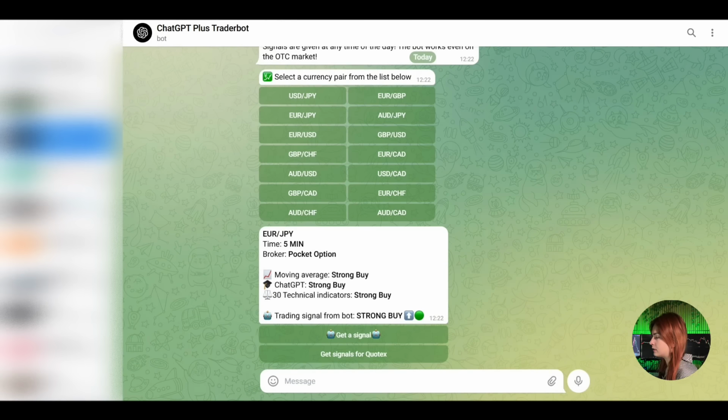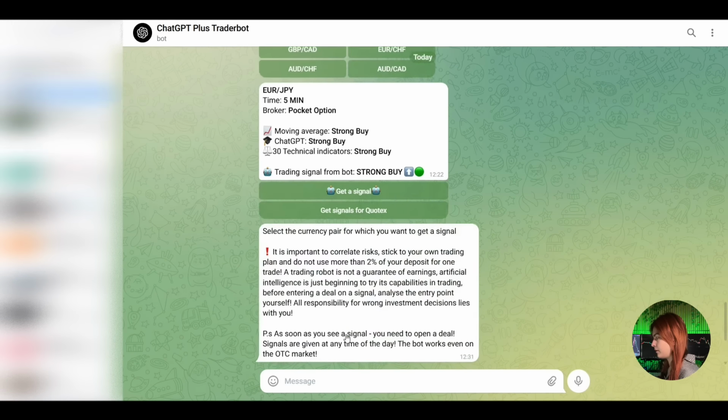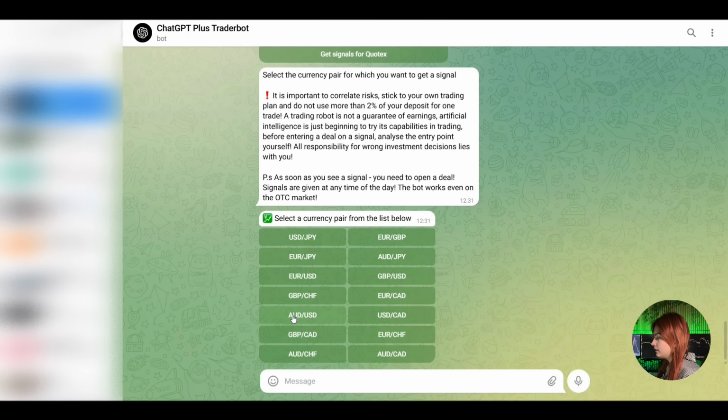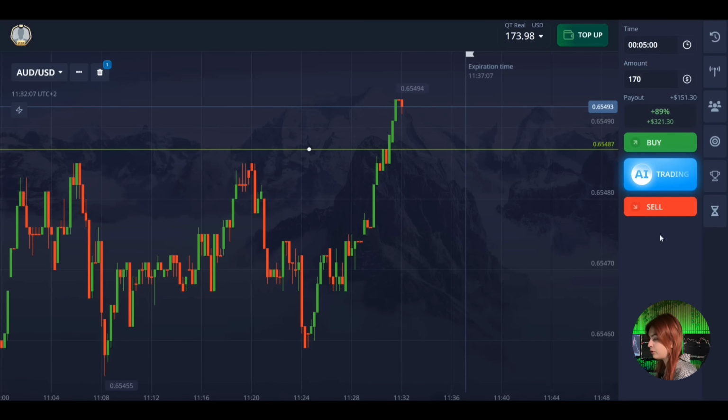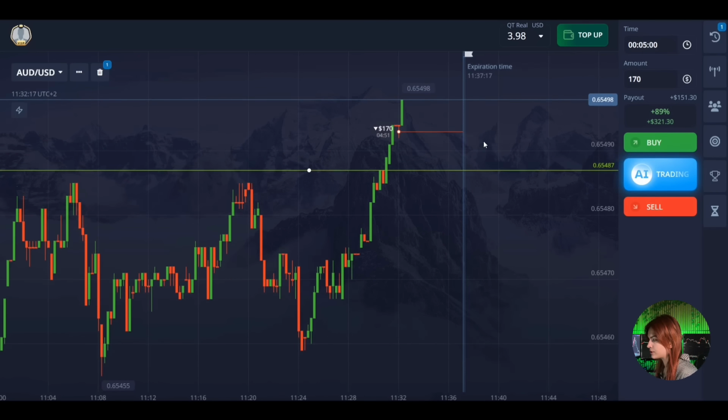Click on this get signal button, then select the desired currency pair and click on it. Okay guys, as you can see here, the bot offers us to open a deal to sell. Well, I will agree with the chatbot and press the red button. It is likely that within 5 minutes the price will turn around and continue to move down. Even take into account that if in the near future the price still grows, I hope that this time will be totally enough for us, guys. So let's wait for the end of our deal.